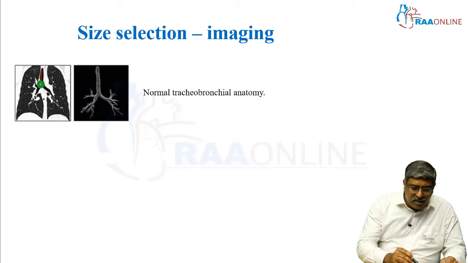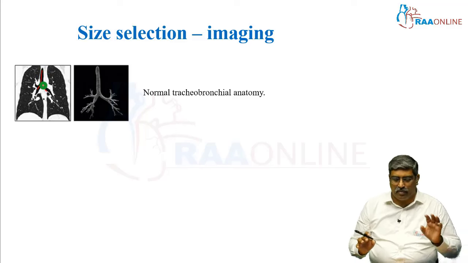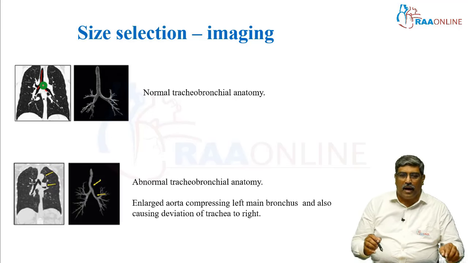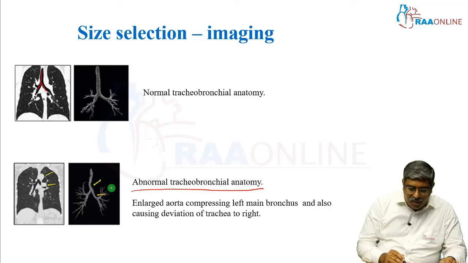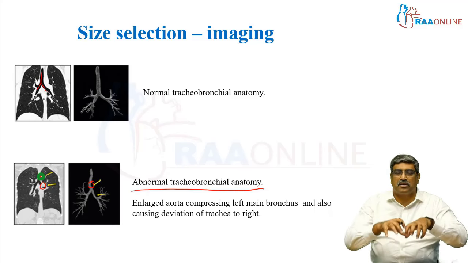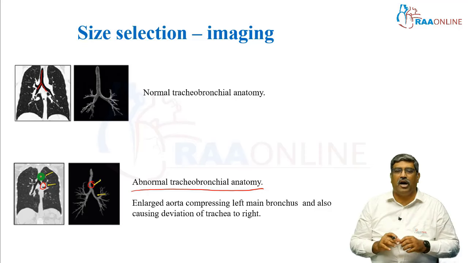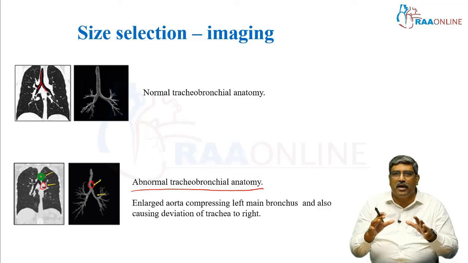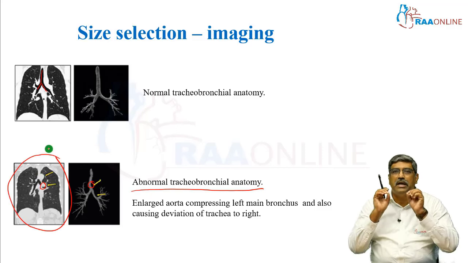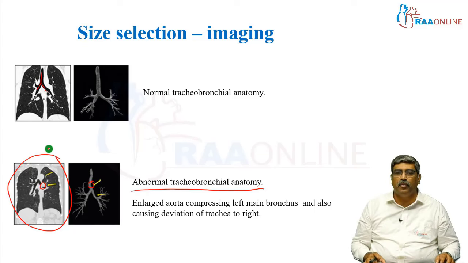This is the normal anatomy. You can see the trachea, the right and the left bronchus. This is a normal tracheobronchial anatomy. And here you can have an abnormal trachea. Here you can see the tracheal deviation. Here you can see the left main bronchus is compressed by an enlarged aorta. So, this type of anatomy is very important. When you have an abnormal anatomy, you know it is going to be difficult to place the double lumen tube.